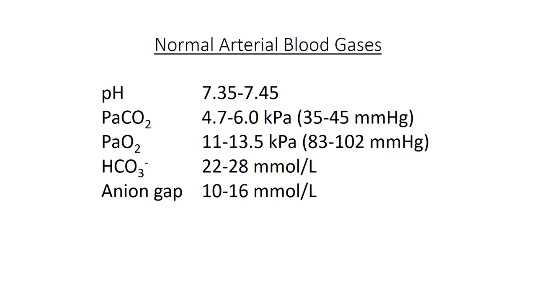So, what does a normal arterial blood gas look like? Well, the pH should range between 7.35 to 7.45. The pressure of carbon dioxide, arterial carbon dioxide, I think you measure this in millimeters of mercury. Here in Jordan, it's 35 to 45. The PO2 is between 83 or 85 to 100 millimeters of mercury. Bicarbonate is 22 to 28 millimoles per litre, and the anion gap is about 10 to 16 millimoles per litre.